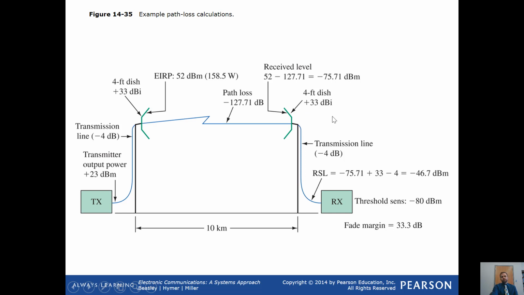The dish adds in some additional gains, and then you get some path loss over your transmission line. So received, you actually end up with minus 46.7 dBm. But that's usually enough to recover your signal and demodulate and decode it. So here's your threshold, and if you're above that, then you're fine. Your fade margin was 33.3 dB. So this could have been 33.3 dB worse and still been recovered successfully.